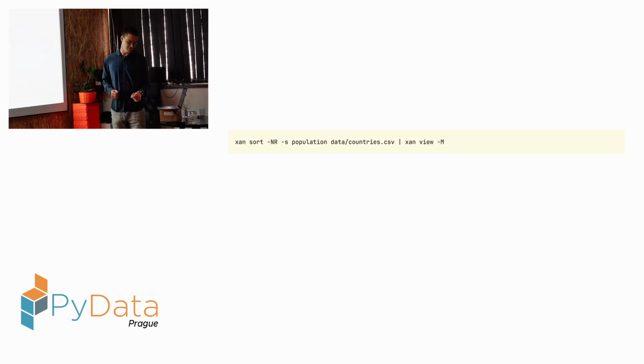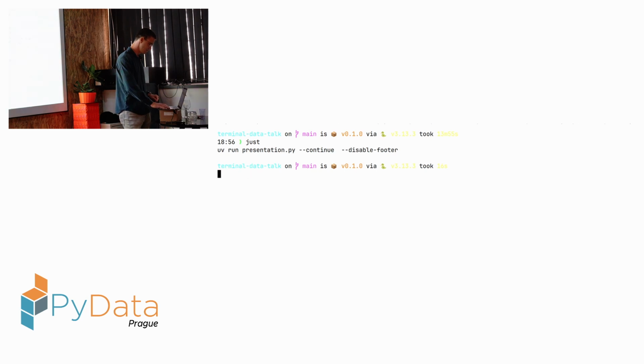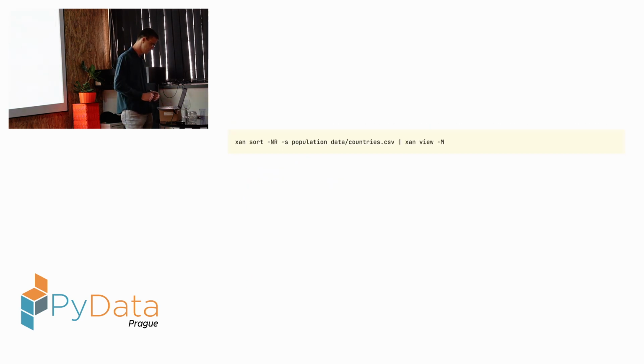You can sort the data. So my challenge was that I wanted... So now these countries are sorted by population by this command. Again, why am I typing Q instead of... okay.